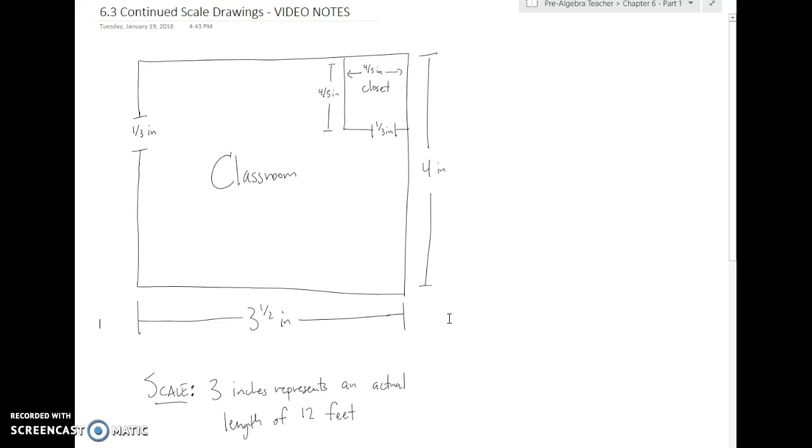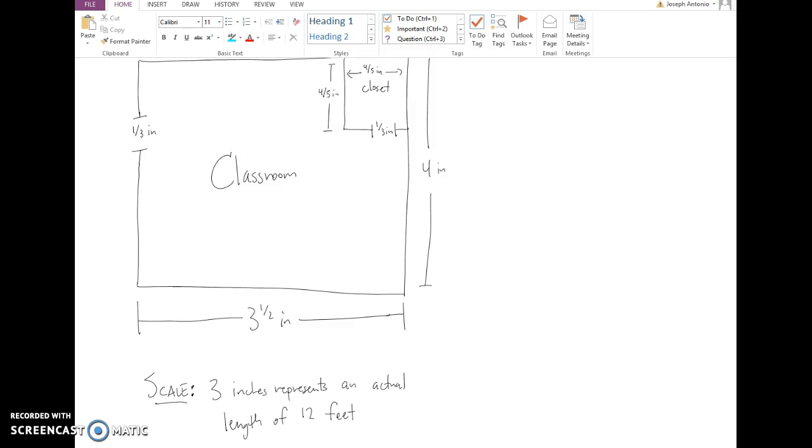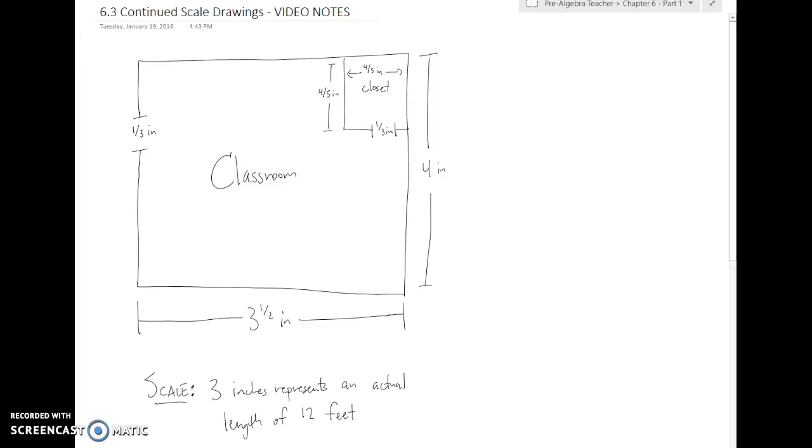Well, I'm sorry that I cannot be with you in class today, but I wanted to take a few minutes to talk about scale drawings. I'm particularly looking at a blueprint like you see on the screen right now. So what you have in front of you, imagine this is my classroom here at Wesleyan.